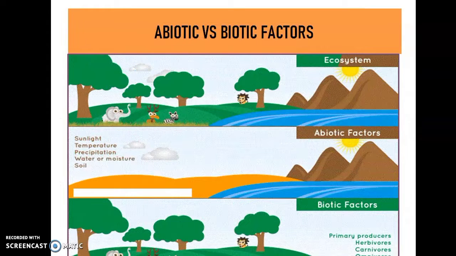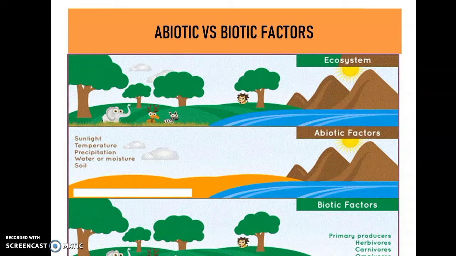As I told you, it's an interaction between an organism or a group of organisms in relation with abiotic as well as biotic factors. So what is meant by abiotic and biotic factors? The biotic factors of an ecosystem include, as you can see in the picture, primary producers, that means plants, herbivores, carnivores, omnivores, detritivores. So those organisms which are living in nature are known as biotic factors.